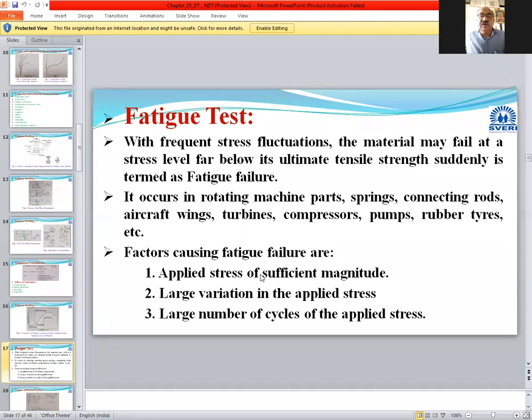Factors causing fatigue failures are applied stresses of sufficient magnitude. So, which are the factors related to failures? If applied stress of sufficient magnitude is not there, then whatever load is applied, stress will be induced behind that load. Large variation in applied stress, and a large number of cycles of the applied stress.